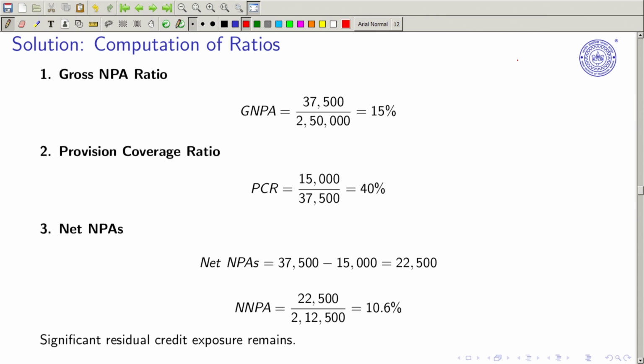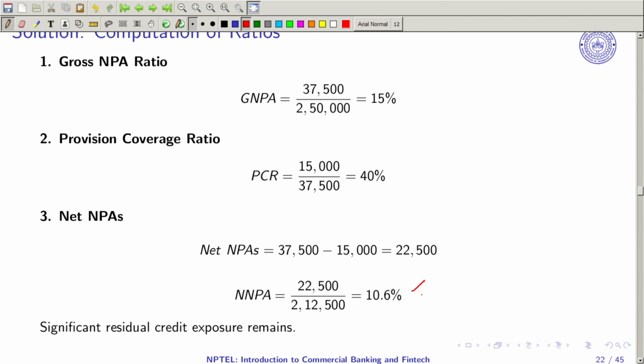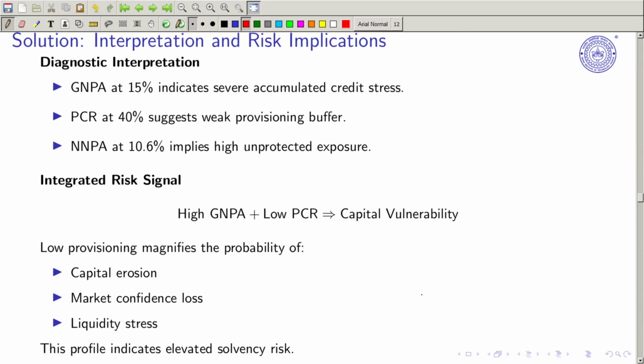So 15%, right? Then the provision coverage ratio is 15,000 again upon the 37,500, which is equivalent to 40%. So GNPA is 15%, which is a big amount. Then the net NPA is 22,500, and you can say that it is 10%. If I have to explain the meaning of this, GNPA of 15% indicates severe accumulated stress. Earlier in the last example we saw only 3%, but here it is 15%.